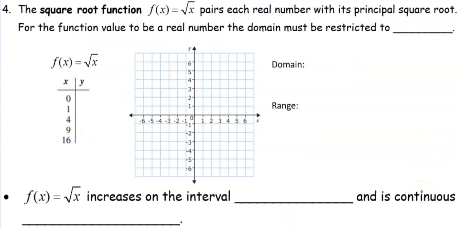We can also do a root function, a square root specifically. This is going to pair each real number, no matter what number I put in, with the principal square root. We're looking at our positive square roots. No imaginary numbers. For the function value to be a real number, the domain must be restricted to the non-negatives.